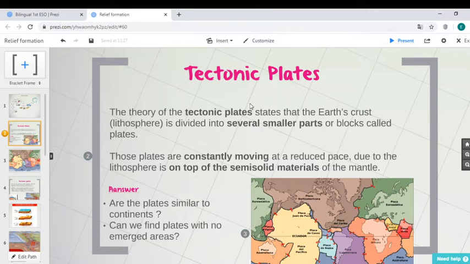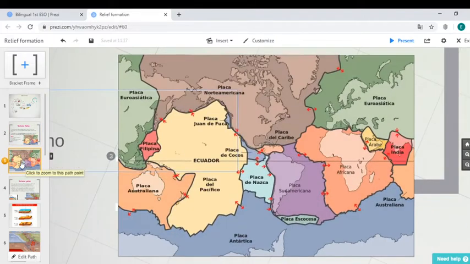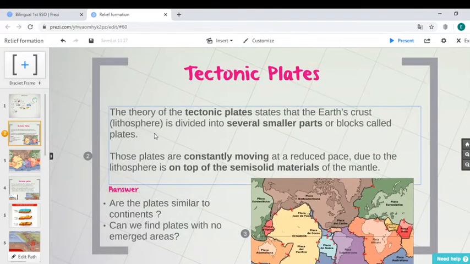Are the plates similar to the continents? Well, if you pay attention to my explanation, no, they are not the same as continents. And this is the first differentiation I want you to make. Plates could include an emerged area, like for example a continent and part of the ocean, or they could be just oceans with a few islands, like the Pacific plate, or they could include a huge amount of emerged areas like the Arabian plate and a few submerged ones, but they are not the same as continents.